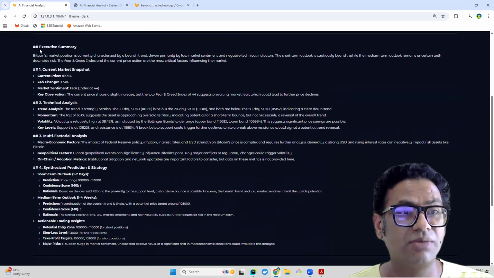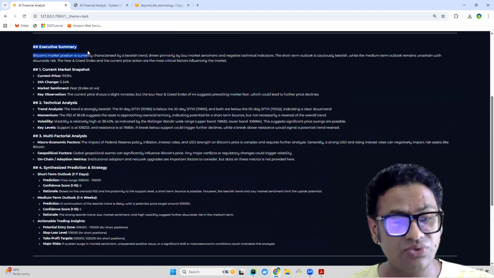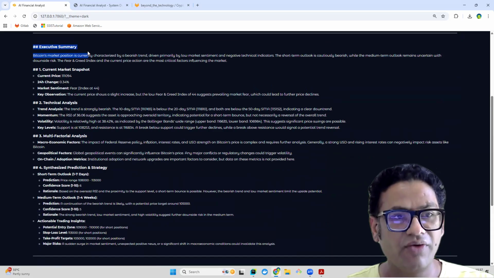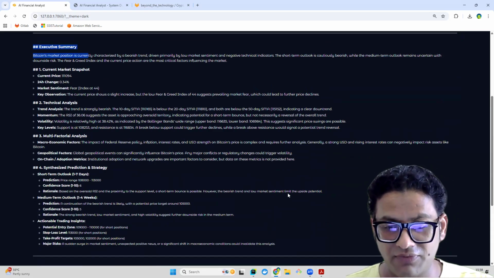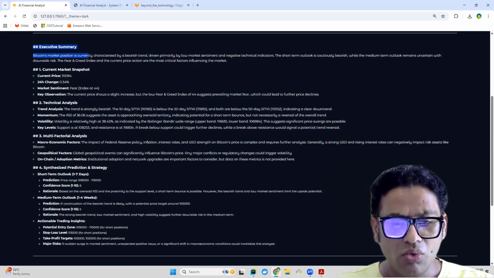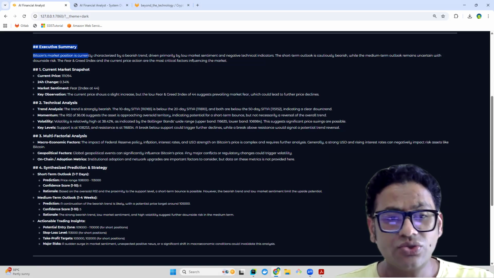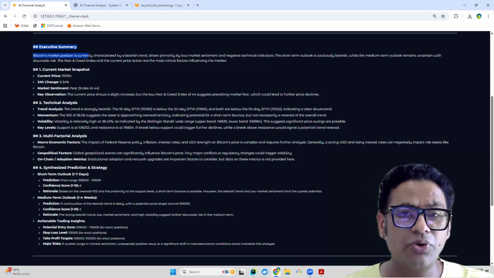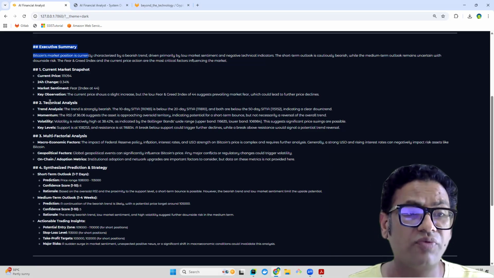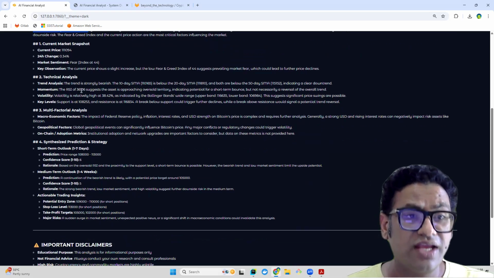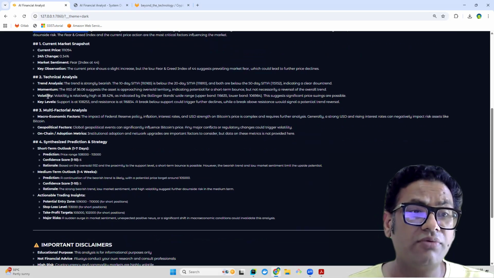Now we can see this report structure. We have an executive summary, right? Then we have a current market snapshot, right? All these things are coming from real-time data. Right now, what's the next thing, right? So let's quickly try to understand this report structure, how this report is being generated from the code. So we have the current market snapshot, we have a technical analysis, we can understand trend analysis, momentum, volatility, and the key levels.